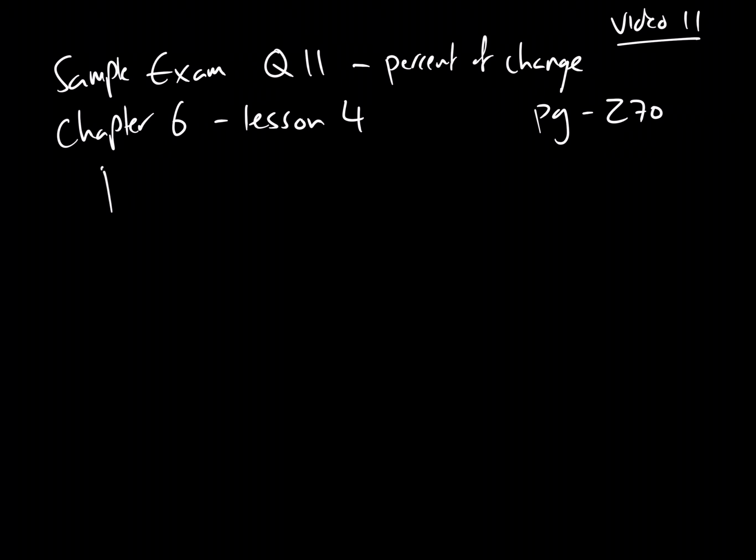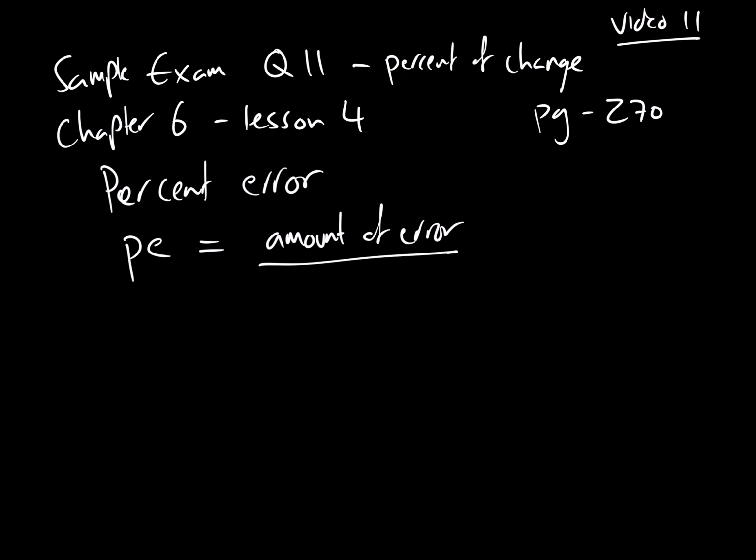When we're working out the percent error, like this question asks us to do, there's a simple way to do it. We follow this formula. Percent error is equal to amount of error divided by the actual value. And then we multiply this by 100.